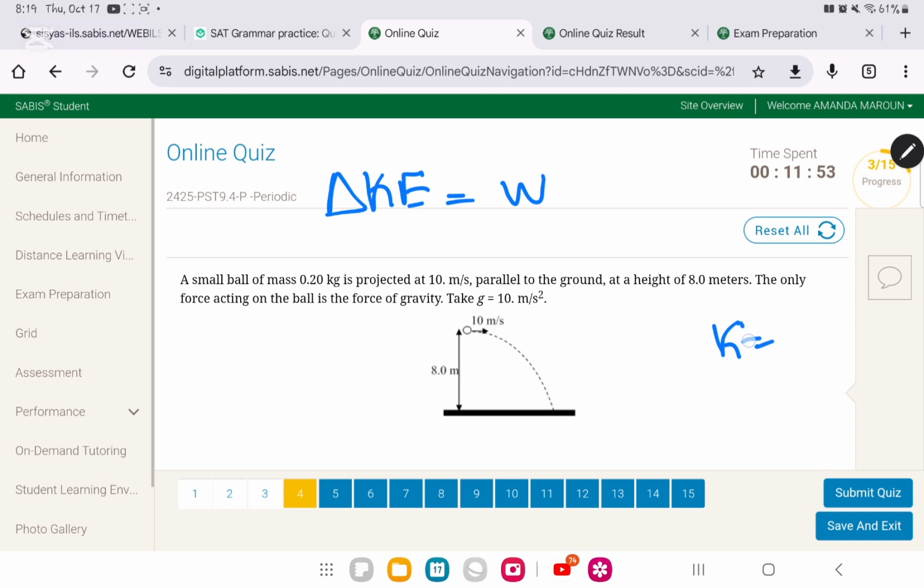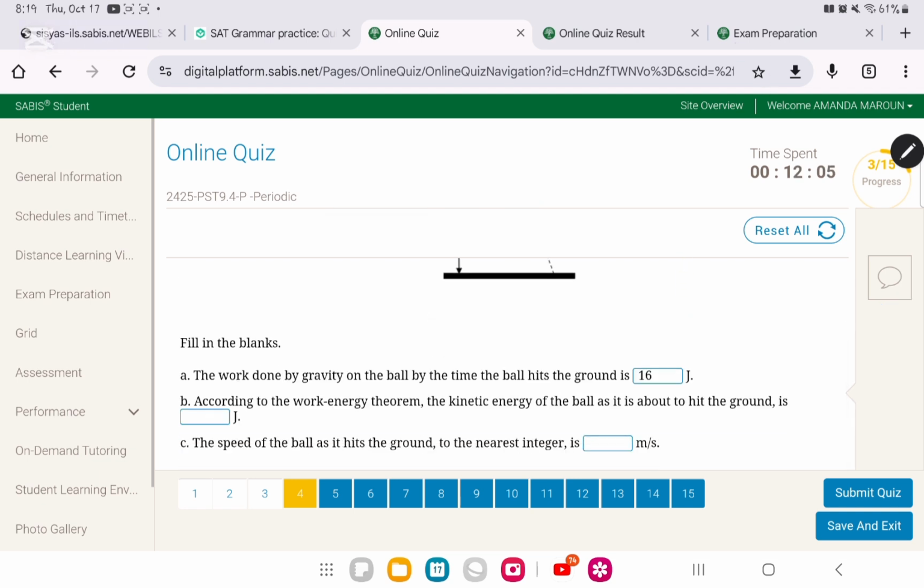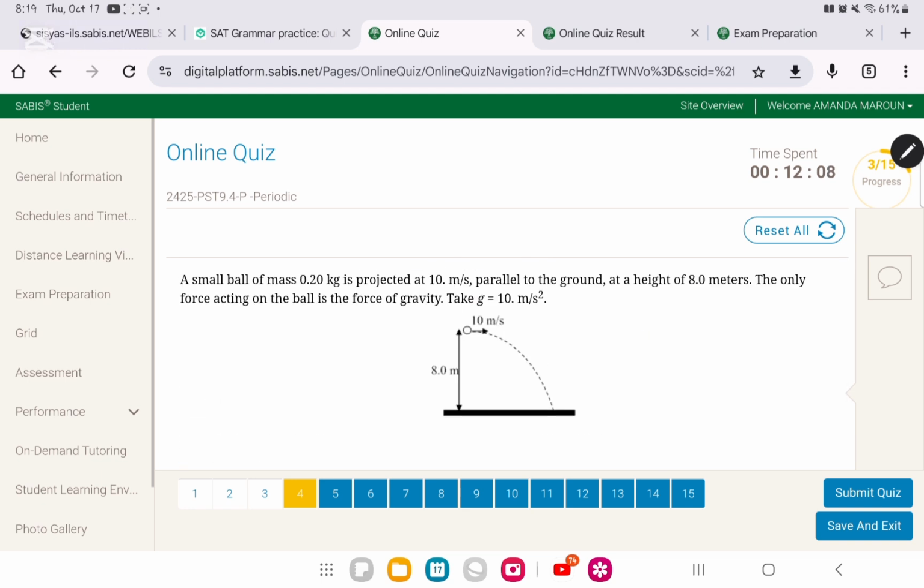Kinetic energy, just like a small note, is equal to 1 over 2 times the mass times the velocity squared. Okay? Now, what are they asking for? Let's go down. They're asking for the kinetic energy of the ball as it is about to hit the ground.